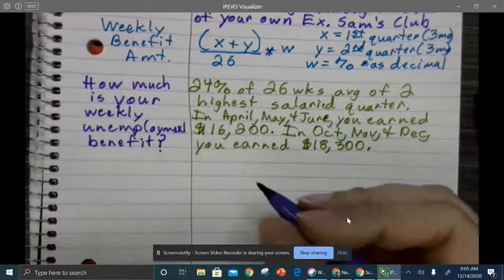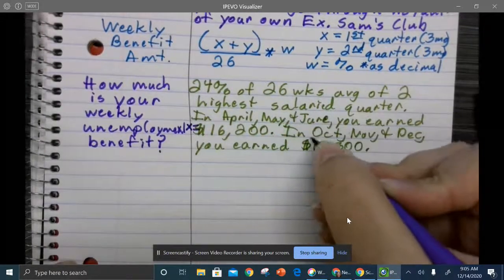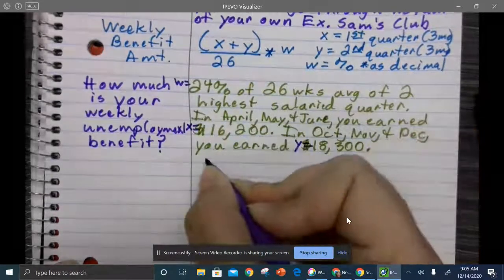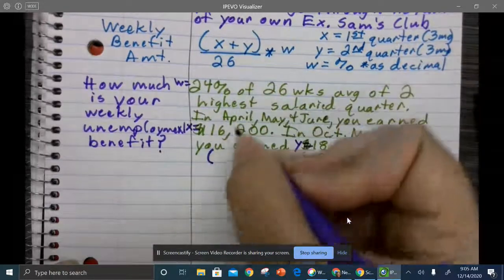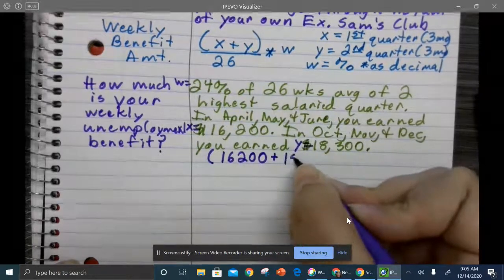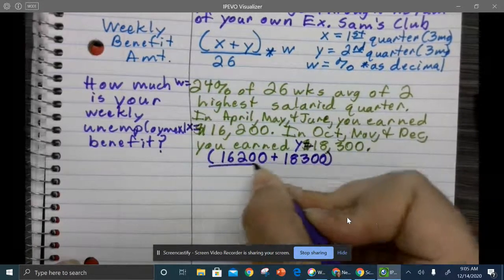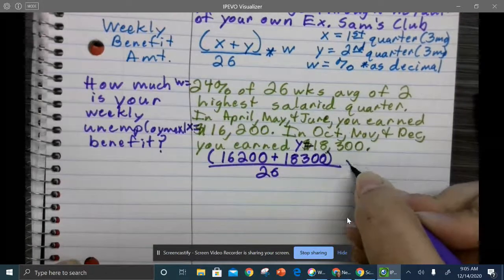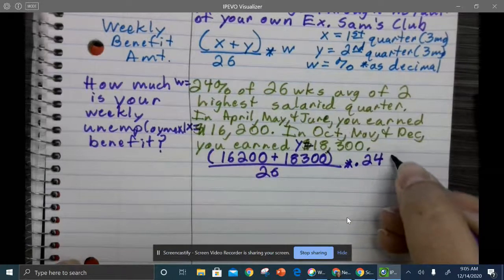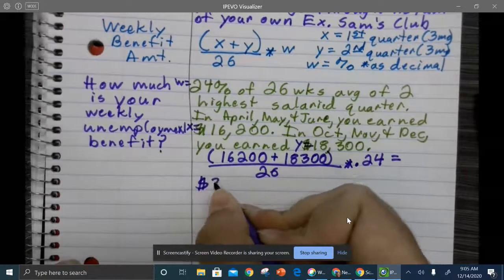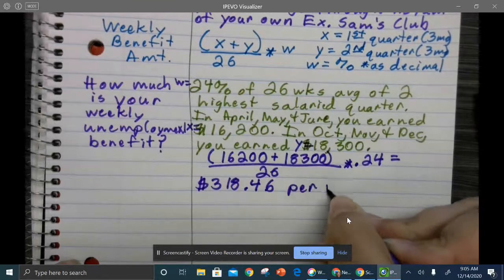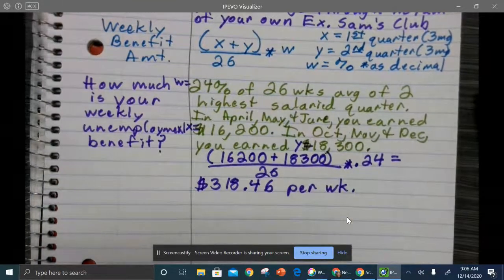Okay, so we're going to add together. So this is going to be our X. This is going to be our Y. This is our W. Okay, so remember, we're going to do 16,200, yes, we have to have the parentheses, plus 18,300, divided by 26, times 24% as a decimal. So it would be $318.46 per week. Okay, so that would be the unemployment benefit per week.